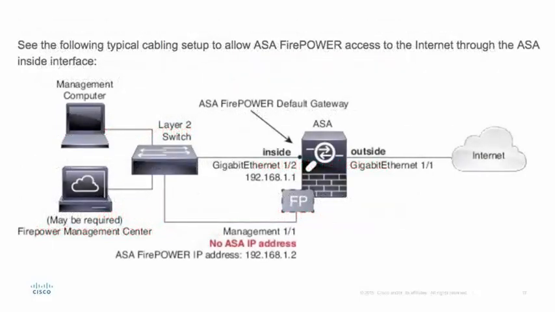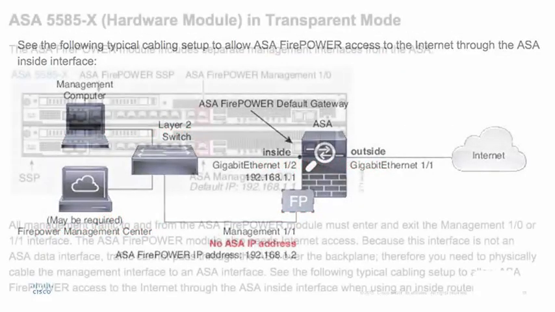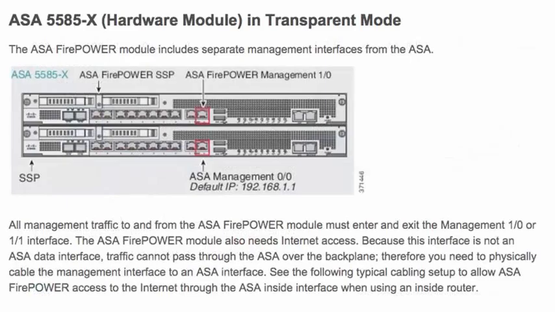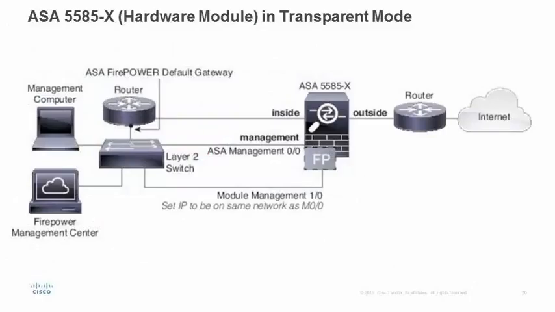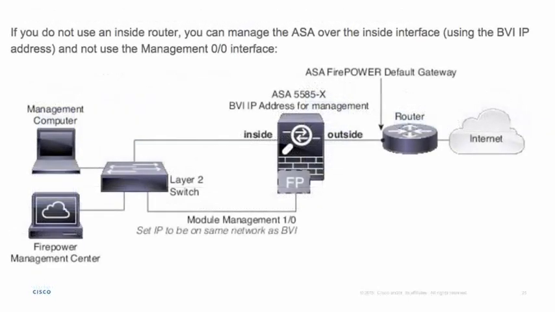Here's a depiction of that when we do have an inside router. Here, the ASA 5585-X in transparent mode. Similarly to the way we discussed a moment ago in routed mode, the same is true for transparent mode, and this is what the cabling would look like. Make sure you connect that management module interface 1/0 to have an IP address on the same network as Management 0/0. If you're not getting updates, chances are likely you've cabled this wrong or set up the interfaces incorrectly.